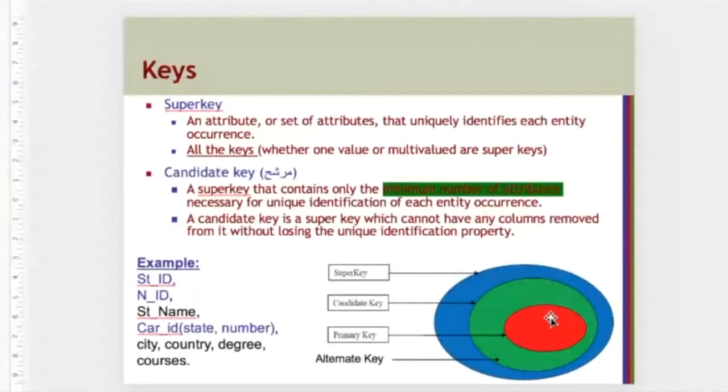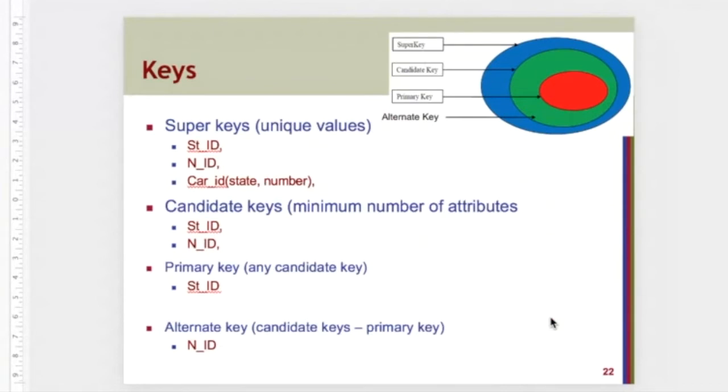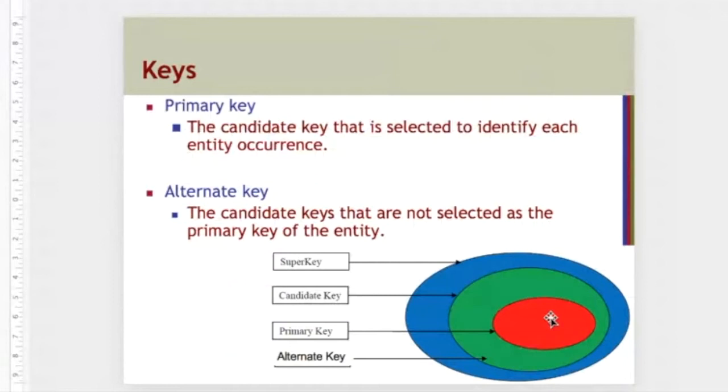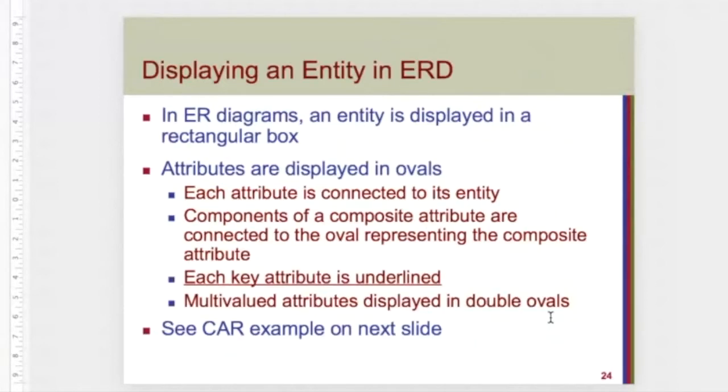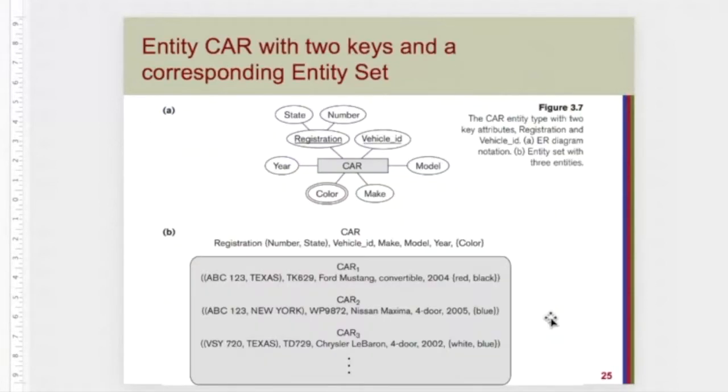Then we saw the concepts of super keys, candidate keys, primary key, and alternate key. We saw them with the help of examples. Then we saw how we represent them. This was a simple example of the entity car, then its attributes. And we saw that registration and vehicle ID, both of these are underlined. It means their values are always unique.